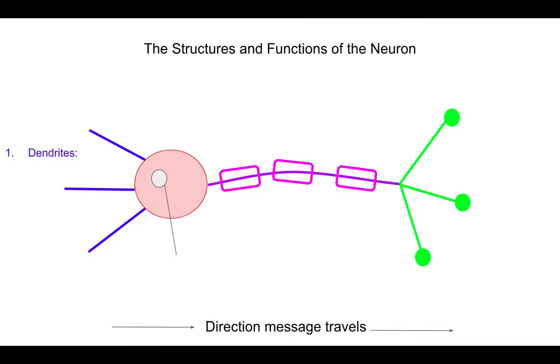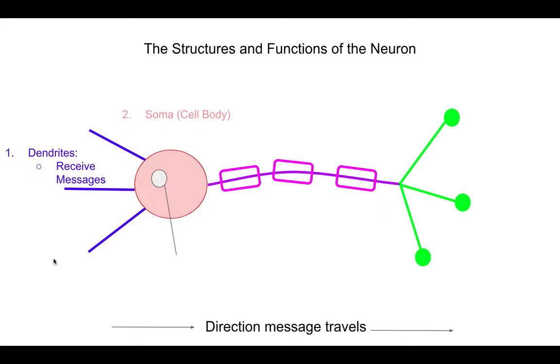So this is the order in which the message is going to travel. So first is going to be the dendrites, and the dendrites are going to receive messages from other neurons or from sense receptors. So for example, if light hits our eye, that's going to be a sense receptor that is going to trigger a neural response.